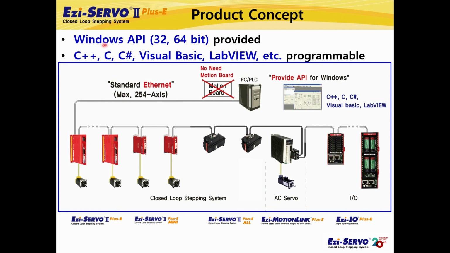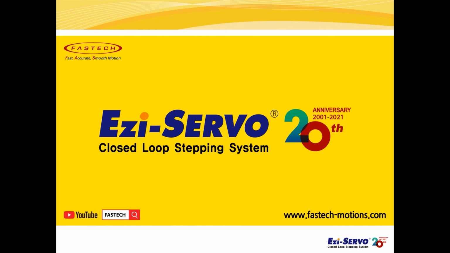FASTECH offers Windows API. By using that, customers can program with C++, C, C#, Visual Basic, LabVIEW. Plus-E, that is, it has embedded motion controller, does not require a motion board. By using a standard Ethernet network, you can control various FASTECH Ethernet products and AC-Servo at once with a fast response time.